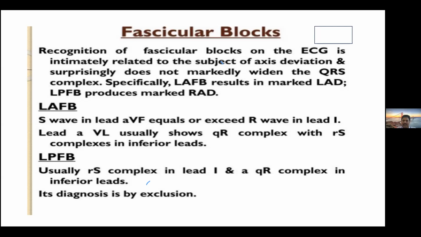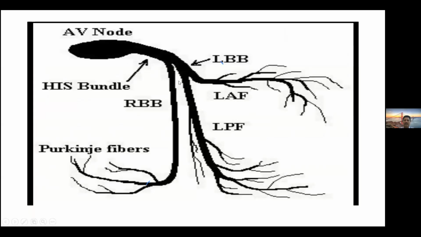Moving on to the branches of the conduction system, fascicular blocks. It means that the left bundle is dividing into two fascicles. See here, the left bundle is dividing into two fascicles, the left anterior fascicle, LAF, and the left posterior fascicle. The left posterior fascicle, if you happen to see, is wide, slightly deeper, and it is supplied by two arteries, so it is not easily damaged by any ischemia.